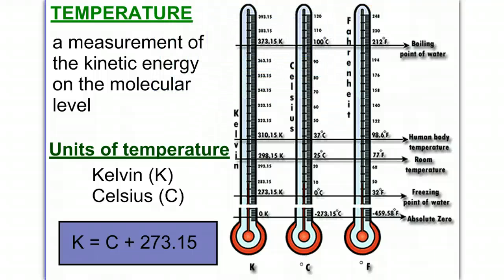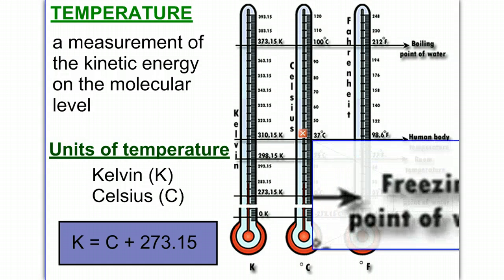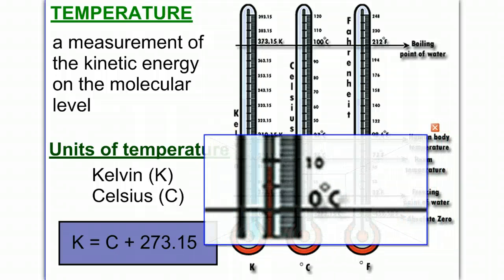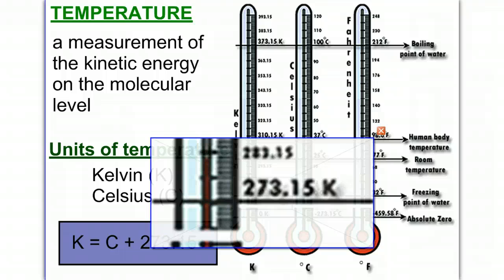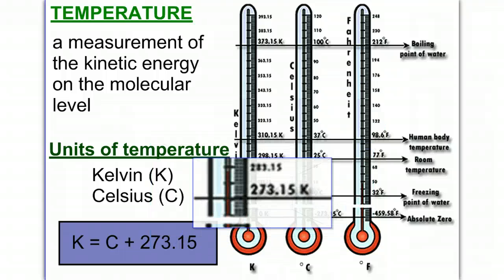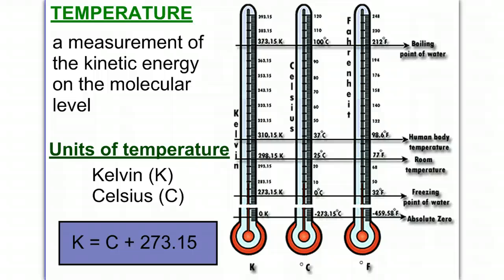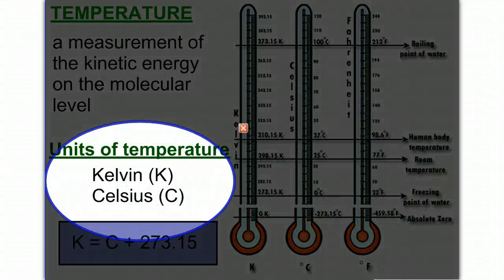The freezing point of water in Celsius is going to be 0 degrees Celsius and 273.15 Kelvin. The units of temperature are Celsius, Kelvin, and Fahrenheit, but we're only going to use Celsius and Kelvin in this course.